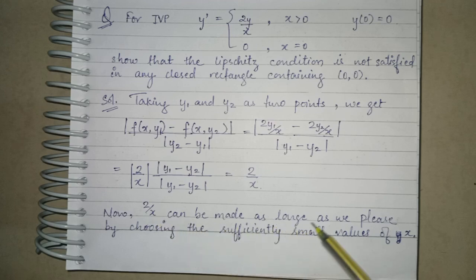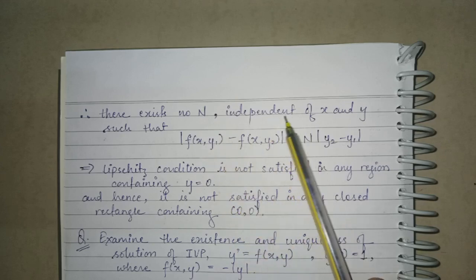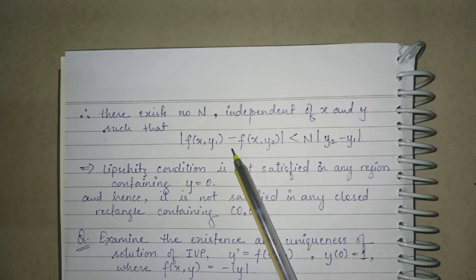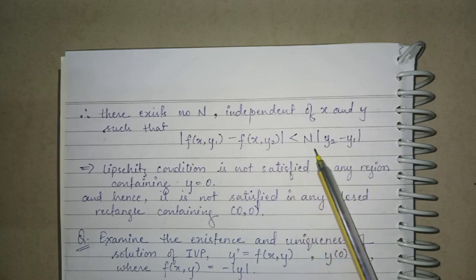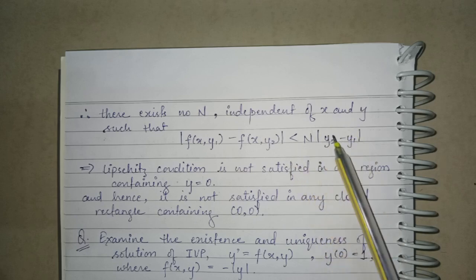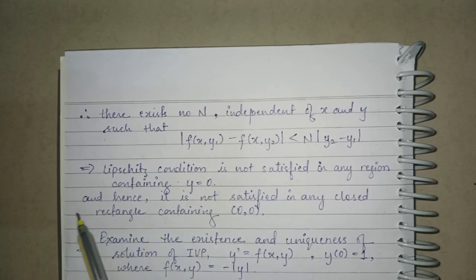Now 2 over x can be made as large as we please by choosing sufficiently small values of x. You can see that as x tends to 0, this term will tend to infinity. Therefore, there exists no such N which is independent of x and y such that the modulus of f(x,y1) minus f(x,y2) becomes less than N times the modulus of y2 minus y1. Because as you observe, as we were putting smaller values of x, we were getting a larger term. That means this Lipschitz condition is not satisfied. So the Lipschitz condition is not satisfied in any region containing y equals 0, and hence it is not satisfied in any closed rectangle containing (0, 0). And this is what we have to prove.